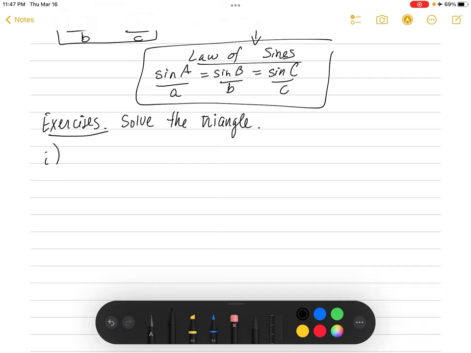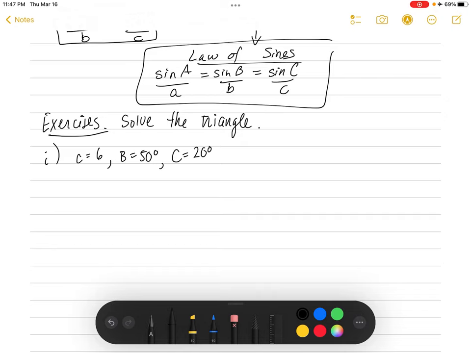So here, number one, I got a triangle where little c is 6, big B is 50 degrees, and big C is 20 degrees. And of course, you want to have a calculator. Let's see if I got a calculator around here. I gotta have a calculator.